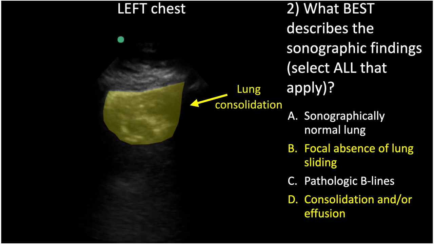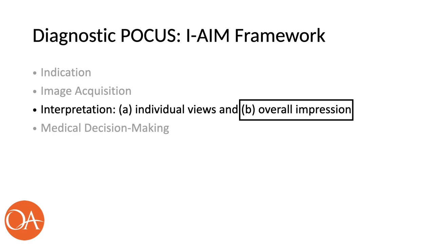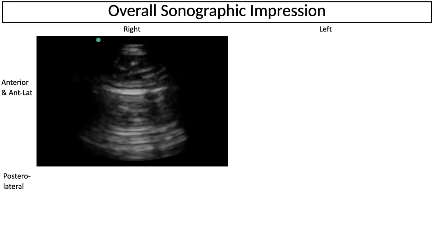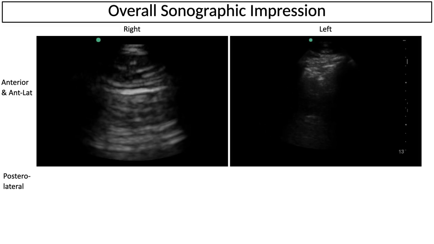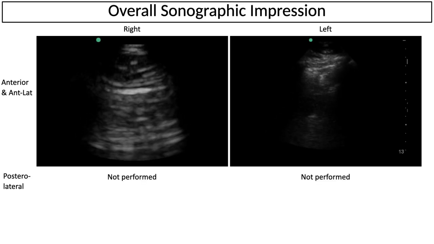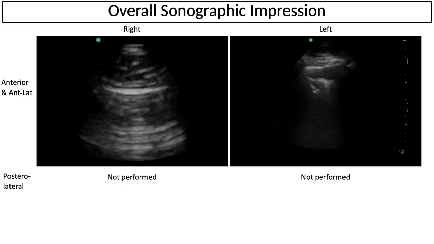Lung consolidations on ultrasound have a differential diagnosis that includes atelectasis or infiltrative processes like pneumonia. Now that we have interpreted the lung ultrasound clips individually, let us summate the data to generate an overall impression. Within the anterior lung views, the right chest was sonographically normal, whereas the left chest was most notable for a lung consolidation. And the posterolateral lung views were not performed in this case due to the presence of surgical drapes.